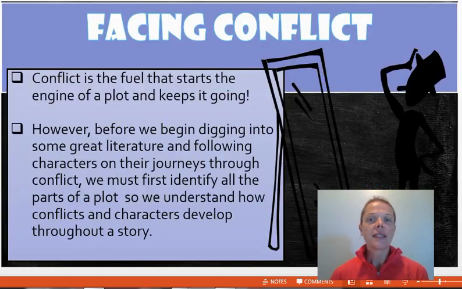So the first thing is conflict. We've been talking about conflict, and conflict is the fuel that starts the engine of a plot. Without conflict, there is no story.